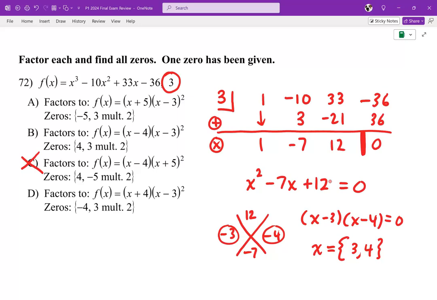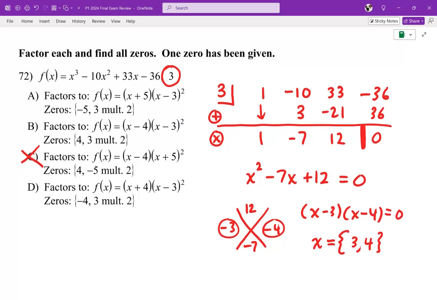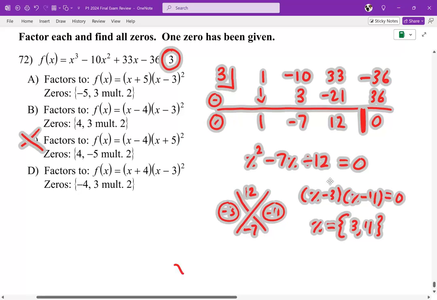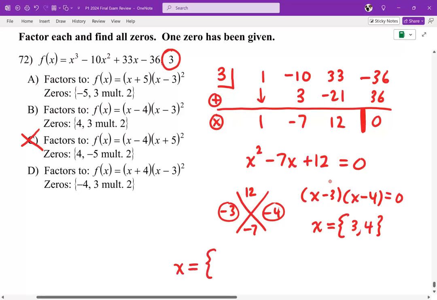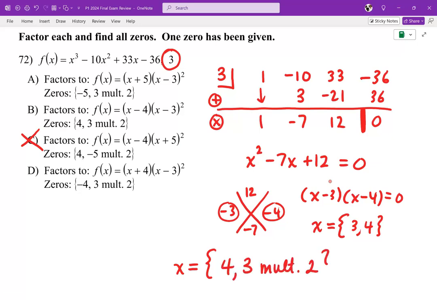So I have two solutions that I just solved for plus the other one. So here are my actual answers. Sorry about that weird highlight there. It's going to be 4 and 3 multiplicity 2, because 3 occurred twice: the 3 they gave me, the 3 I solved for, and the 4. Okay? So, which one says that the zeros are 4 and 3 multiplicity 2? B. So there you go. That's the one that has the correct zeros right there.